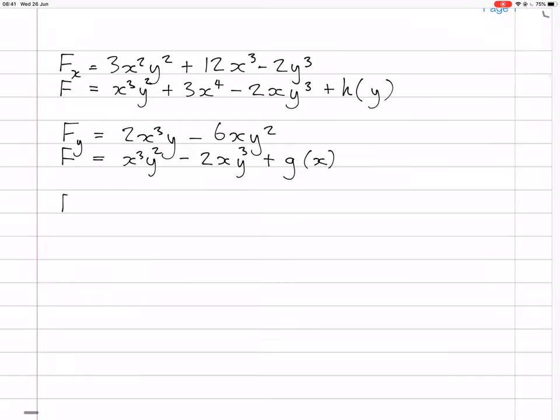Okay, so all this means then, equating those two things, you'd get x cubed y squared minus 2xy cubed plus 3x to the 4. And then if that equals c, that's the solution. So this implicitly defines the solution to that equation. And that's all.